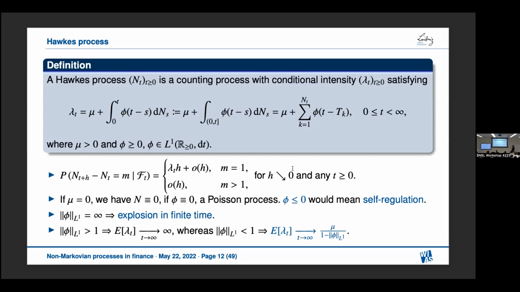To have stationarity of the intensity in an asymptotic sense, you need the L1 norm of phi to be smaller than 1. In this case, in fact, there's a very nice formula for the expected value of lambda in the limit. At least if it's not stationary, you should have collected enough information from the past to start it. Yes, which is also a reasonable case. Yes, absolutely.